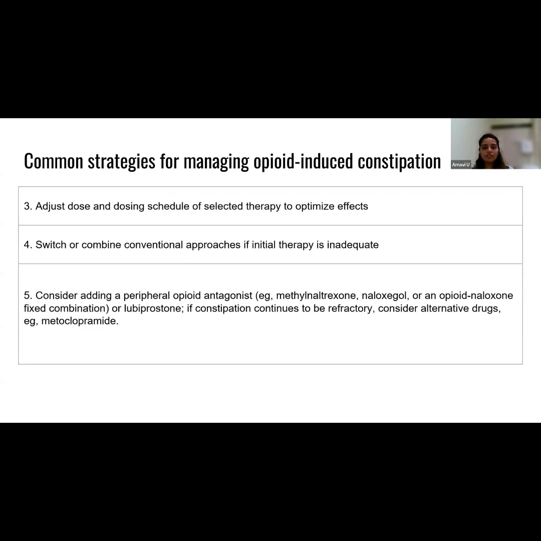Then we need to adjust the dose and dosing schedule of the selected therapy to optimize effects. In this, we need to take care to optimize both the pain relieving effect as well as how to manage the constipation. Then switch or combine conventional approaches if initial therapy is inadequate. And finally, consider adding a peripheral opioid antagonist such as methylnaltrexone, naloxone, or an opioid-naloxone fixed combination, or lubiprostone. If constipation continues to be refractory, consider alternative drugs, for example metoclopramide, which is a prokinetic.